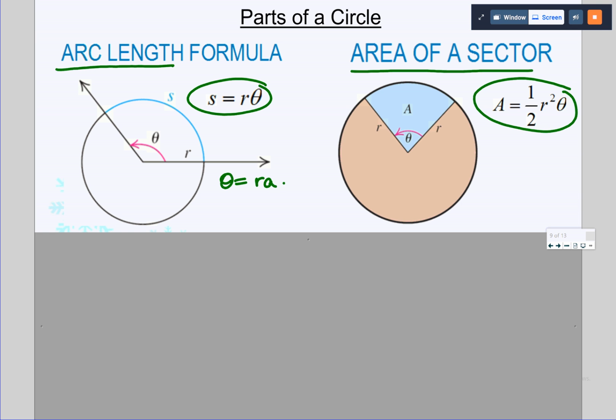But you've got to be careful with these formulas. There's different versions of them when you Google them. These two specific versions are written so that the angle must be in radians. Okay, so if you use these formulas, which really are the easier version of the formula, you must make sure your angle is in radians first before you plug it in.